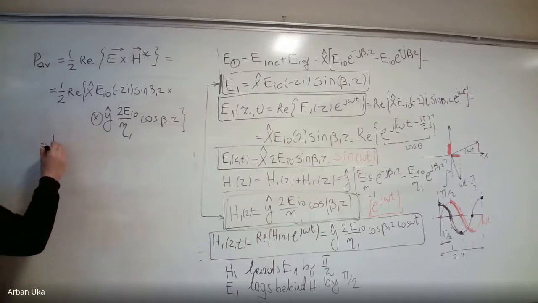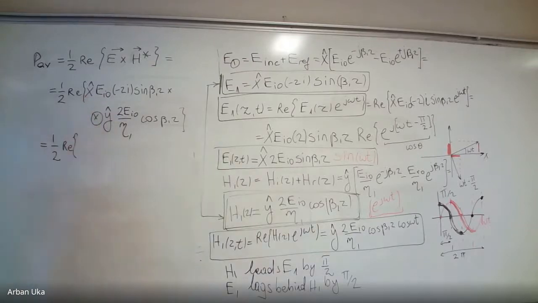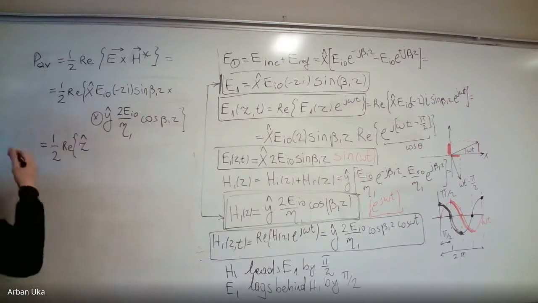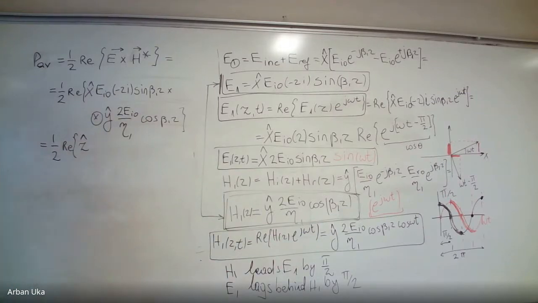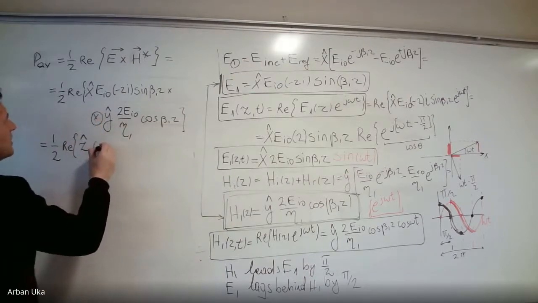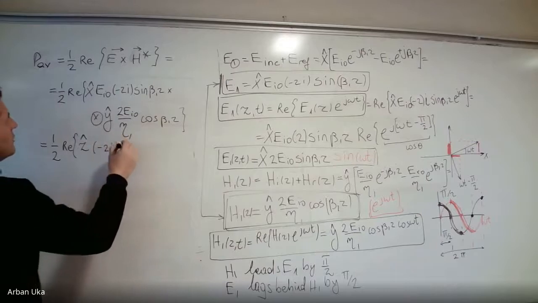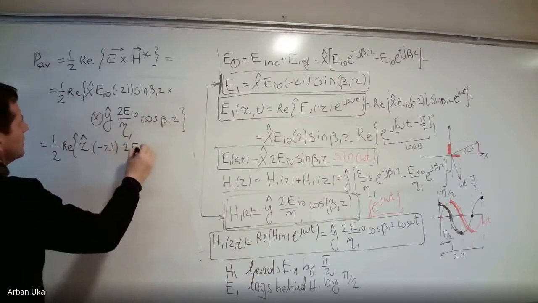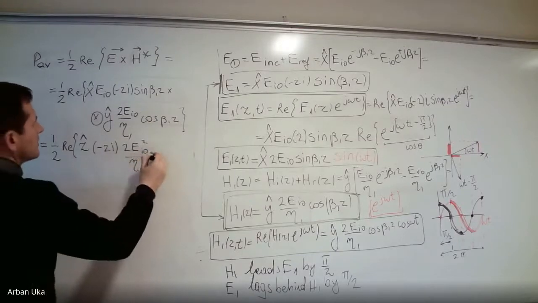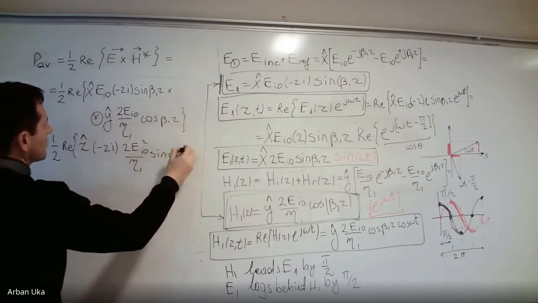We get here 1 over 2 times the real part of what? What is x cross product y? We get z, right? And then this is the direction. Then we have here minus 2i, which is the complex part, and then we have 2 E_i0 squared over eta 1 times sine times cosine, right?